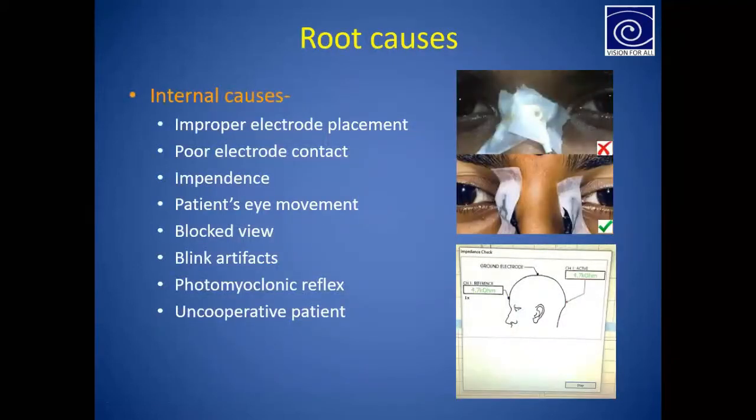Now I am coming to the root causes. There are several causes that may produce artifacts. Artifacts may be induced by several causes, either internal causes or patient-induced causes. If we do not place the electrode properly, electrode placement should be proper in the area of skin or cornea.